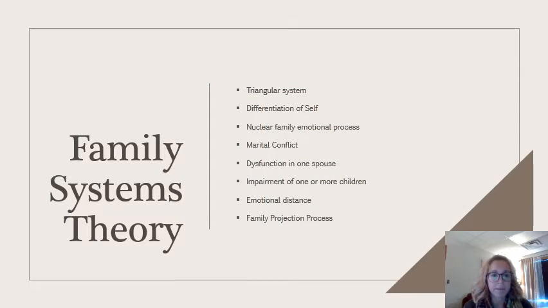So when looking at family systems theory, there are multiple areas on the right-hand side which you can look at. We will not go into great detail on these, but I do want to touch base on each one just to point them out. So we have the triangular system, the differentiation of self, nuclear family emotional process, marital conflict, dysfunction in one spouse, impairment of one or more children, emotional distance, and family projection process.